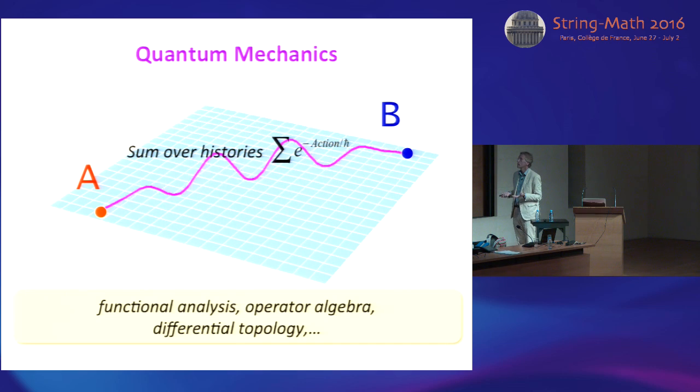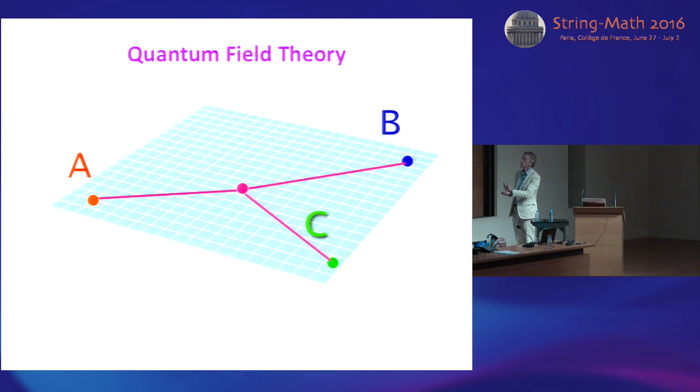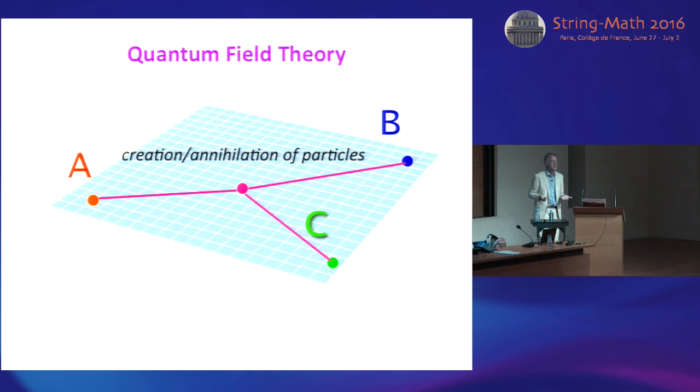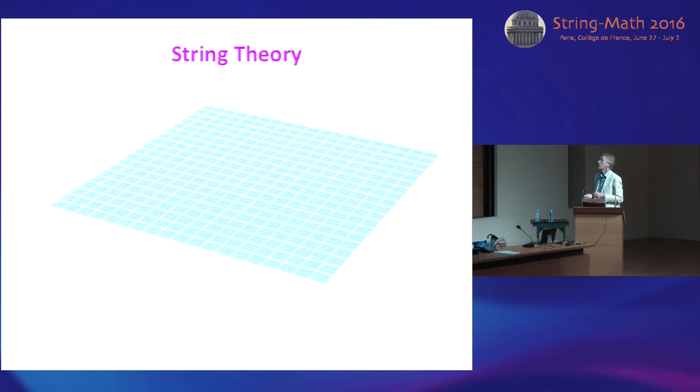Then the third level, in my point of view, would be quantum field theory. It's like second quantization. In that case, you not only go from A to B, but you can also arrive in C. So particles can be created and annihilated. And it's a study of Feynman diagrams, or non-perturbatively of quantum fields. And we'll see some of the topics that have been influenced in the last few decades by studying all of that.